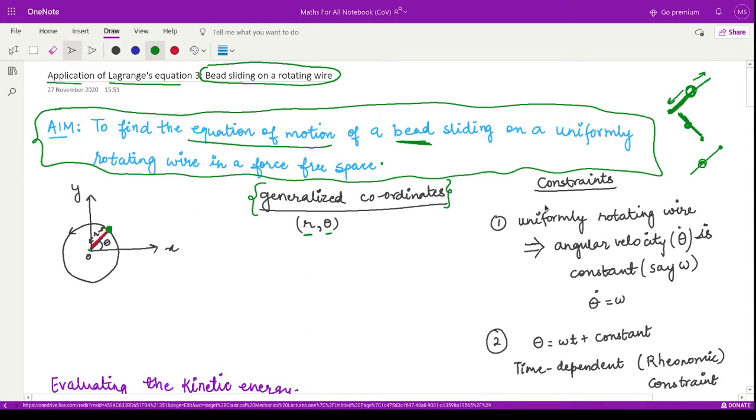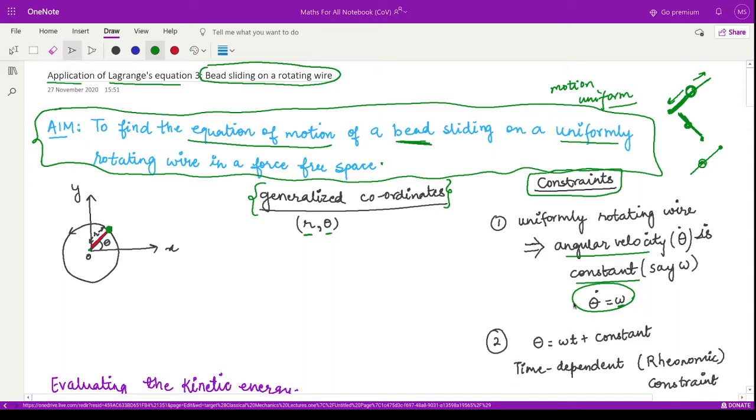Now the next step is to look at the constraints. What constraints are involved? The first constraint is that in the question, you must have noticed we are given a uniformly rotating wire. That means the motion associated with it is a uniform motion. So for uniform motion the angular velocity theta dot is constant. So theta dot is equal to omega, where this omega is constant. We can take any other variable instead of this omega.